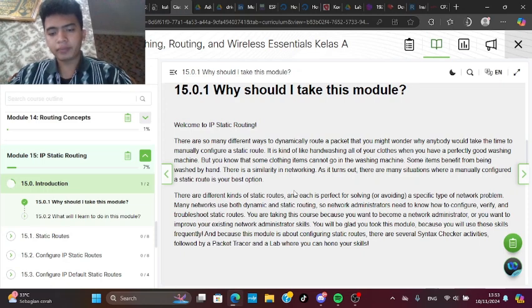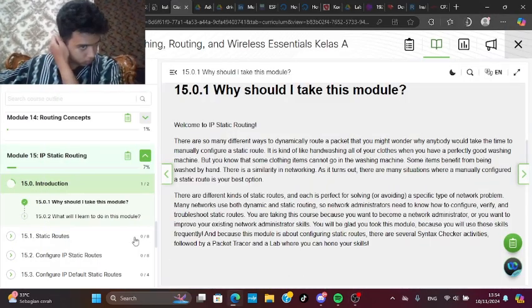You'll be glad you took this module because we will use these skills frequently, and because this module is about configuring static routes, there are several syntax checker activities followed by packet tracers and a lab where you can hone your skills.